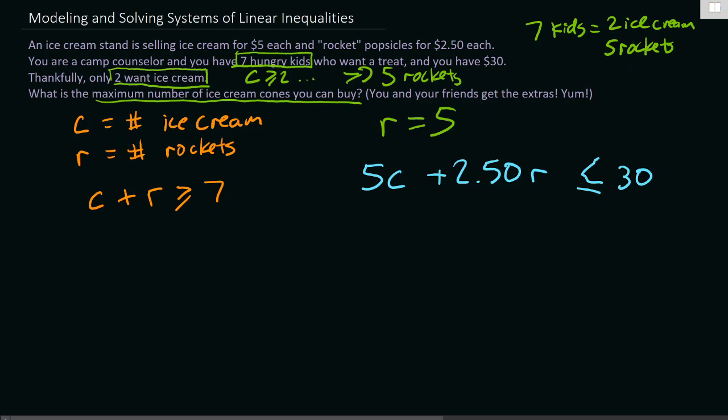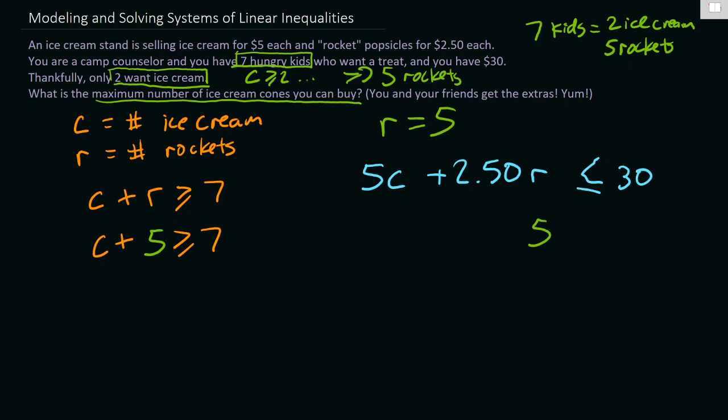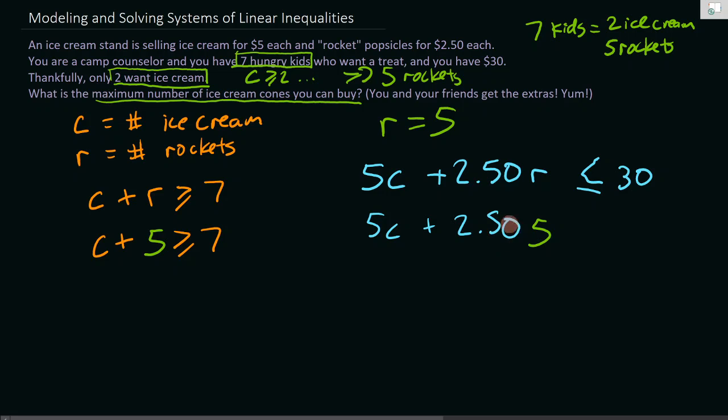And this allows us to simplify both of these equations right away. We can do this substitution. We've got 5 rockets over here, and we're going to substitute 5 over here in this equation. And otherwise, our equations are going to be the same. So C plus R is greater than or equal to 7. And our other equation is 5C plus 2.50 times our number 5 is less than or equal to 30. Okay, and now we just solve these the usual way.